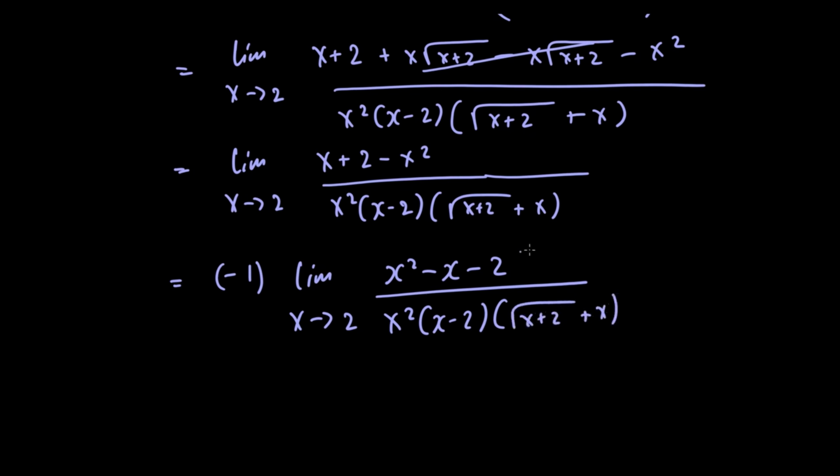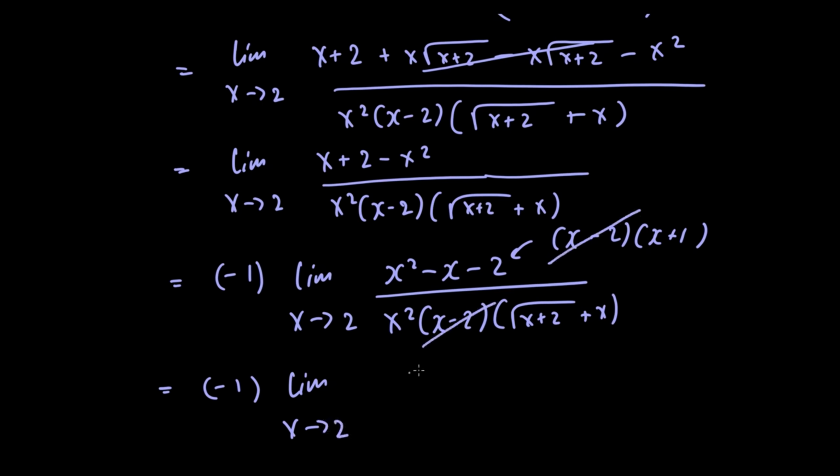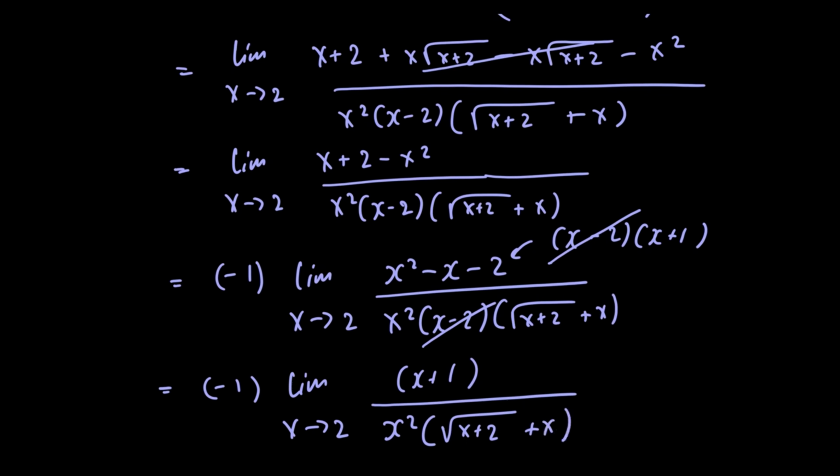Now notice that we can factor the numerator as x minus 2 times x plus 1. So we can rewrite our limit as minus 1 multiplied by the limit as x approaches 2. Now this x minus 2 will cancel with this one, so we're just left with x plus 1 divided by x squared multiplied by the square root of x plus 2 plus x. At this point we can just go ahead and plug in x is equal to 2, so we're going to have minus 3 divided by 16, and that is the final answer to this problem.